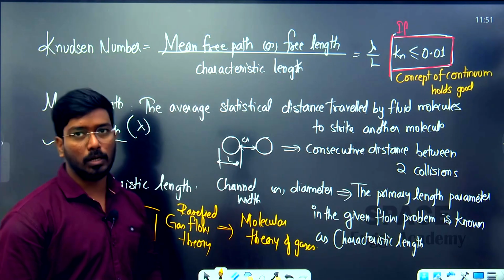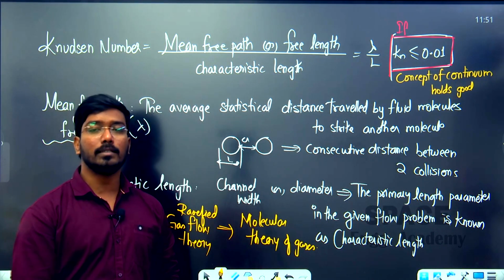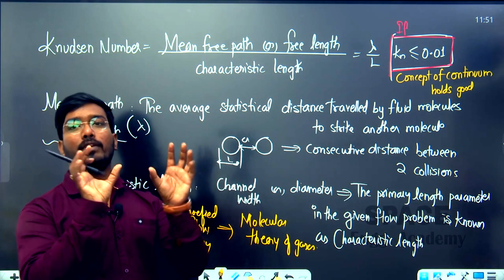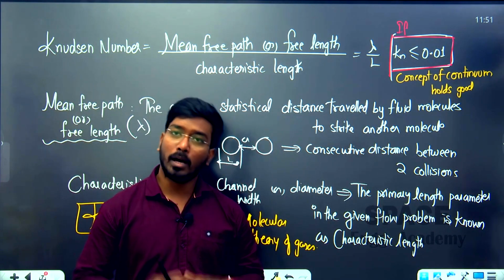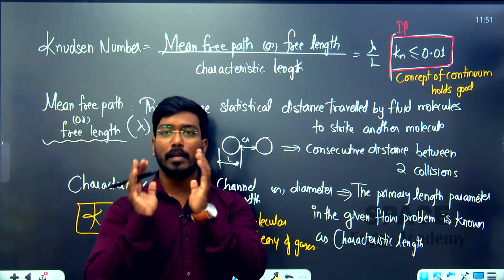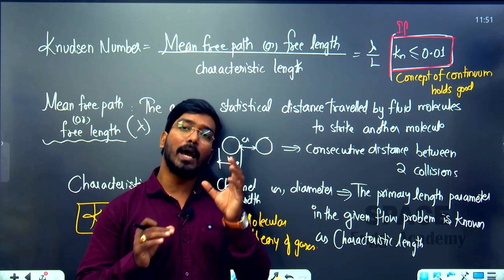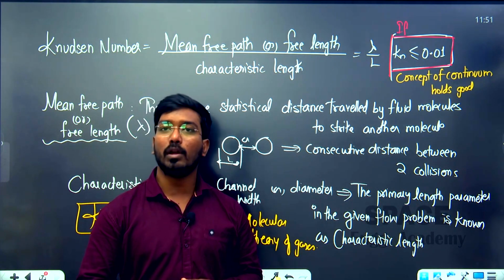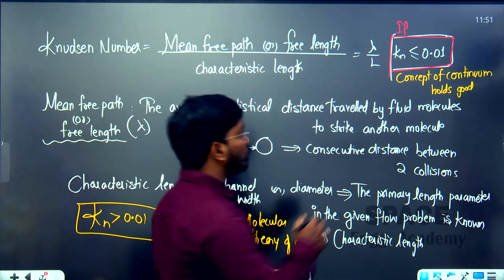Knudsen number is equal to the mean free path, or free length, divided by the characteristic length. This mean free path is the distance travelled by one molecule to strike another molecule, divided by the characteristic length, that is the hydraulic diameter of the molecule itself. So the comparison between the gap and the molecular size is going to give you a value of 0.01, that is 1 by 100.